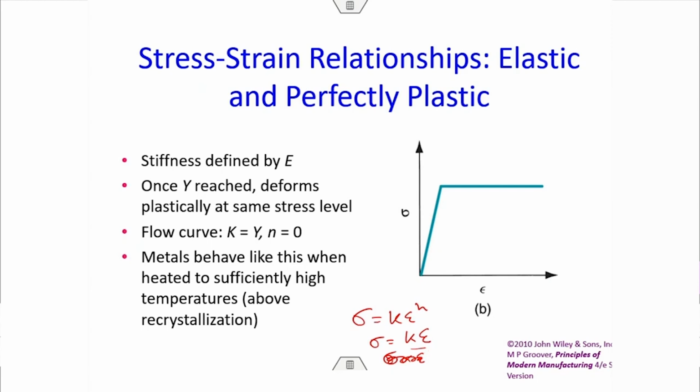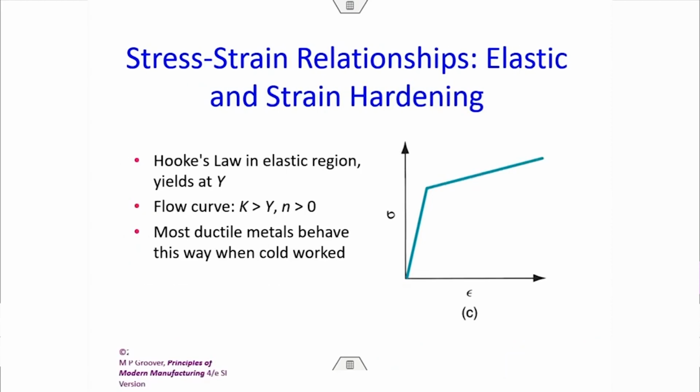Metals behave like this when heated to a sufficiently high temperature. You may not know about recrystallization, but that is okay. At high temperature, if you heat it up, it behaves like that. Otherwise, you do not see such behavior. And then you can have elastic and strain hardening behavior, which is more widely seen. Okay. More ductile metals behave like that.